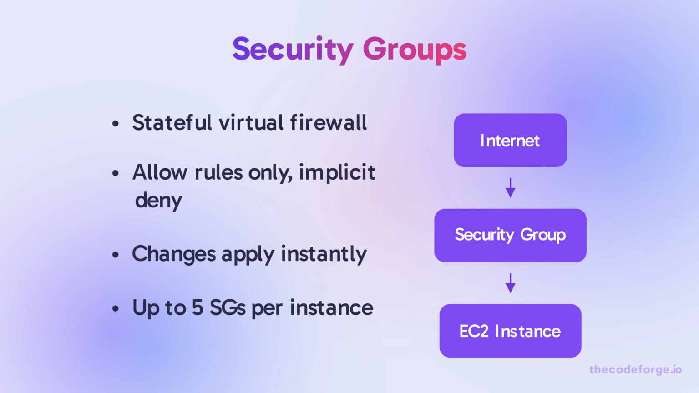Security groups are the single most common misconfiguration vector. They're stateful. If you allow inbound traffic, the response is automatically allowed. There are no deny rules, only allows. A single overly permissive rule, like SSH from 0.0.0.0/0, opens your instance to the entire internet within seconds.